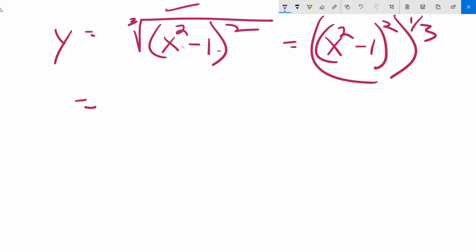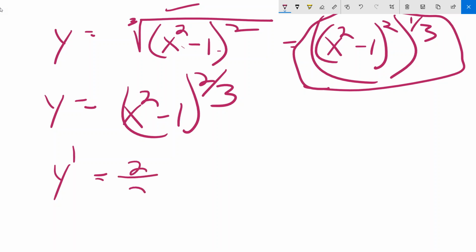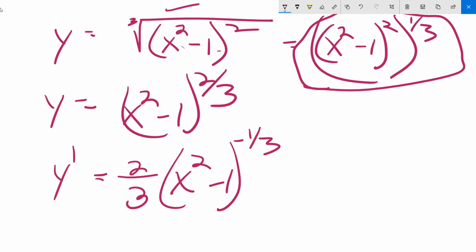So what's the simplification of that? That's going to be x squared minus 1 to the 2/3. Now, take that derivative. All right, apply the chain rule once. 2/3 times x squared minus 1 to the -1/3 power times 2x. That's it.